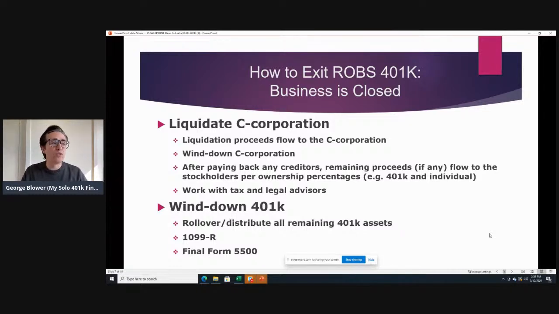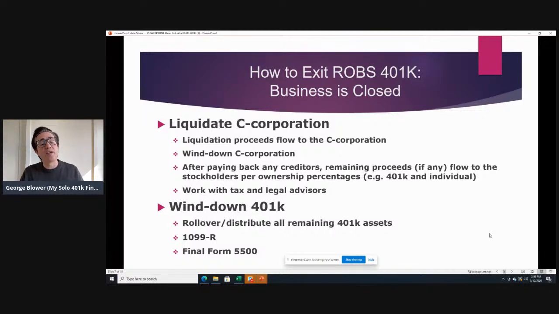You would wind down the C corporation. If there's any proceeds left after paying back the creditors, that would be similar to the prior slide where it's flowing back to the stockholders in accordance with those ownership percentages. And again, you're going to want to be working with your tax and legal advisors because there certainly could be special considerations, especially if you are in the bankruptcy context.